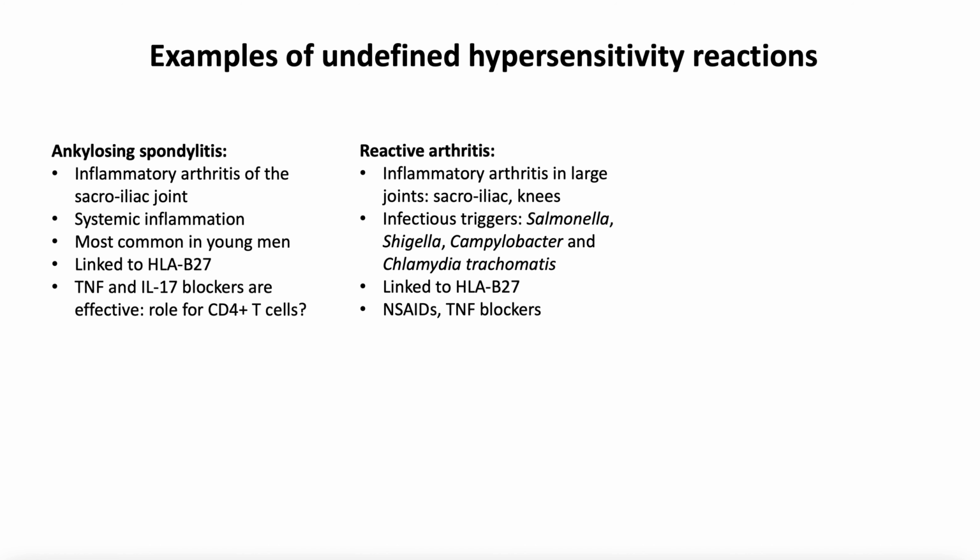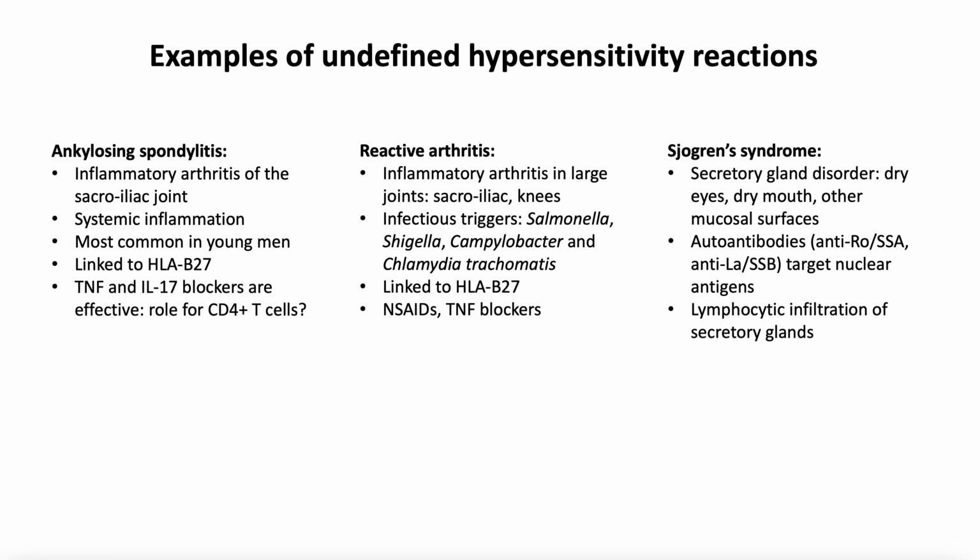Reactive arthritis is symptomatically very similar to ankylosing spondylitis, with inflammation in the sacroiliac and knee joints. There are infectious triggers for reactive arthritis, and so if you get infected with one of these diseases and develop these symptoms a few weeks later, then reactive arthritis could be one reason. And again, the reason for this linkage between these diseases and the development of arthritis is not clear. And again, this is also linked to HLA-B27. And reactive arthritis is responsive to NSAIDs and TNF blockers as well.